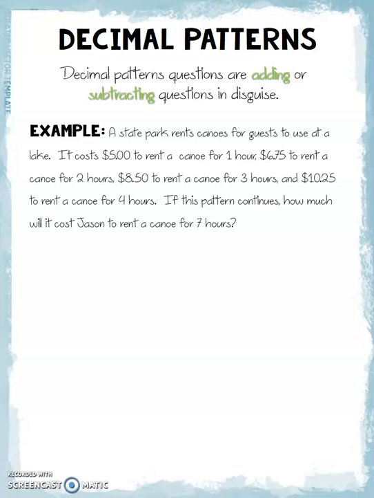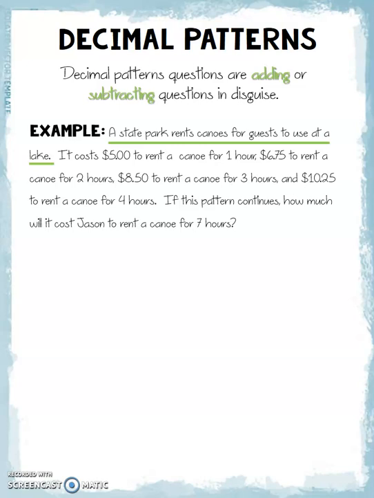Okay, so that mental movie is very clear for this question. I see this boy Jason, and he's got his wallet out, and he's trying to figure out how much it's going to cost him to rent a canoe for the full day or for 7 hours. Now, let's go line by line to get the pieces of math information we need to help solve this question. The first sentence reads, a state park rents canoes for guests to use at a lake. This is great background information, but it's not going to help me solve for the actual final cost.